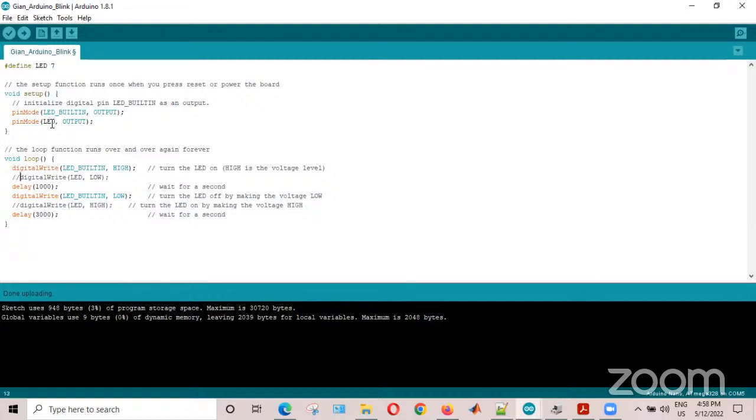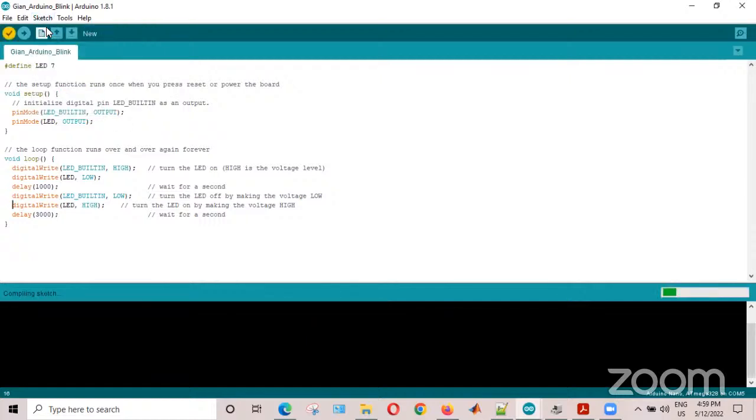Now when the built-in LED is HIGH, I am writing LOW to my pin number 7, to which my LED is connected. Then again a 1000 millisecond delay is there, that is a 1 second delay. Then again I am writing digitalWrite HIGH when the built-in LED is LOW, and afterwards a 3000 millisecond delay is there. I am again compiling this sketch.